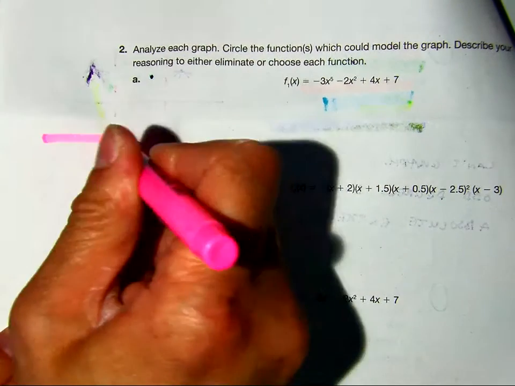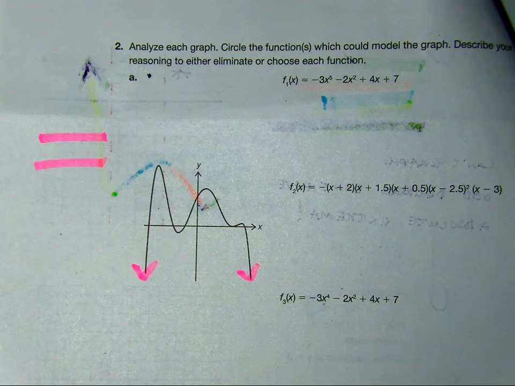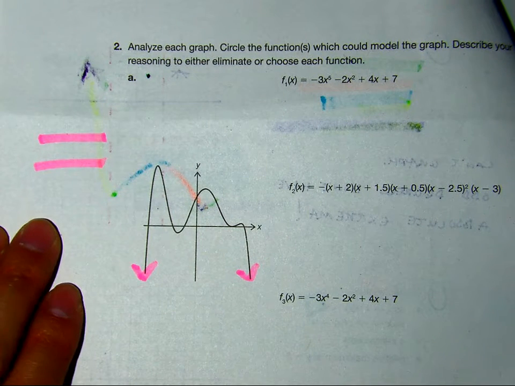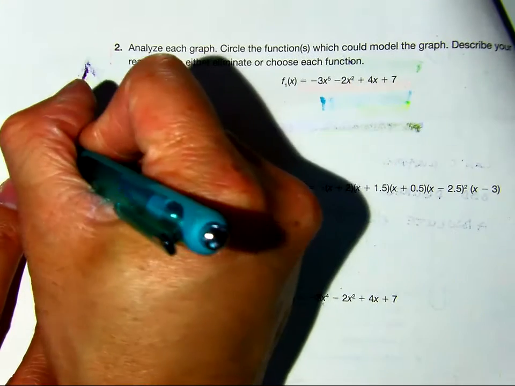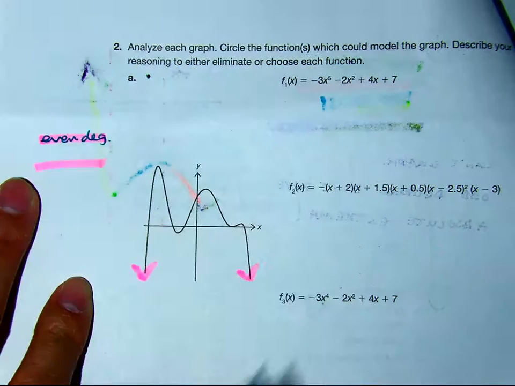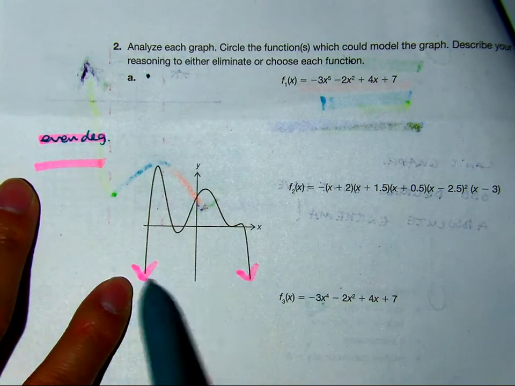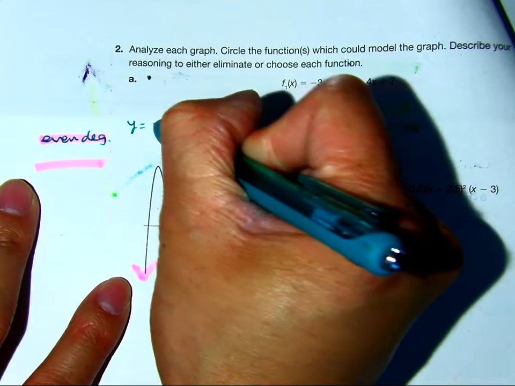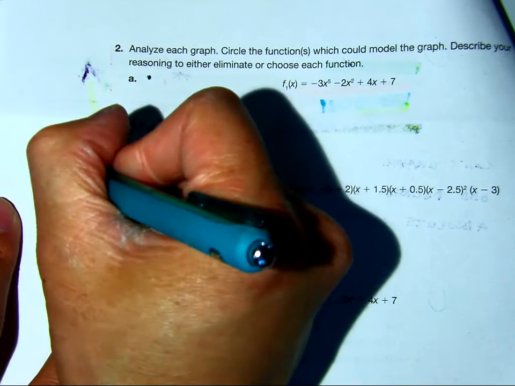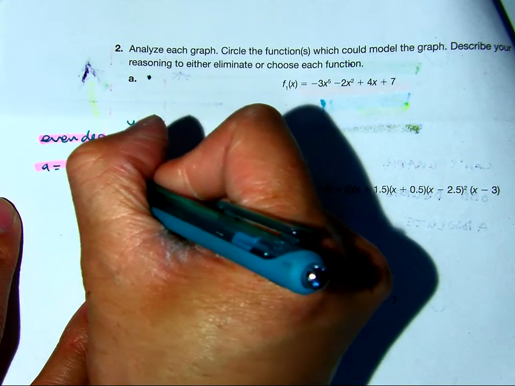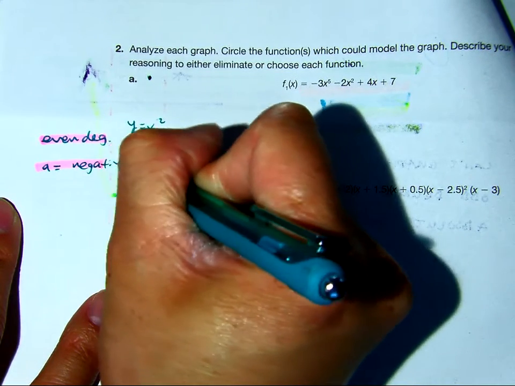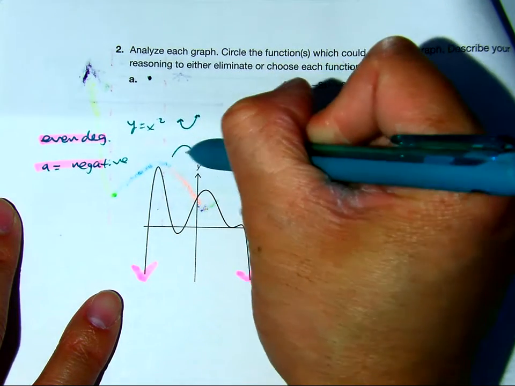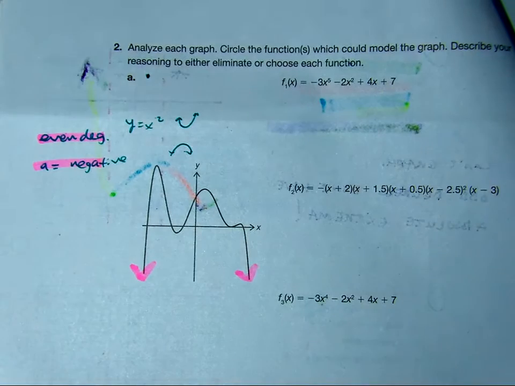There's a couple of things I can note between that. Class, is that an even or odd degree? Class, even or odd? This would be an even degree polynomial. It's even degrees because it starts down, ends down. So that would be kind of like a y equals x squared, right? Then I know that the a value is negative, because normally y equals x squared starts up, ends up, but it's pointing down. So I know the a value is negative.